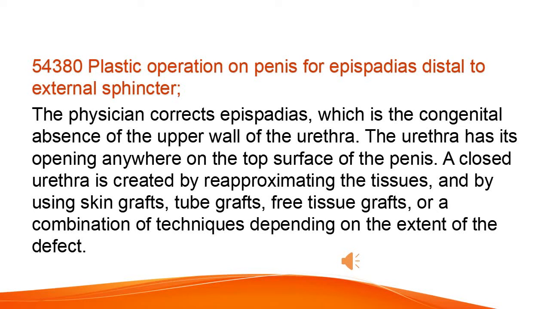Plastic operation on penis for epispadias distal to external sphincter. The physician corrects epispadias, which is the congenital absence of the upper wall of the urethra. The urethra has its opening anywhere on the top surface of the penis. A closed urethra is created by reapproximating the tissues, and by using skin grafts, tube grafts, free tissue grafts, or a combination of techniques depending on the extent of the defect.